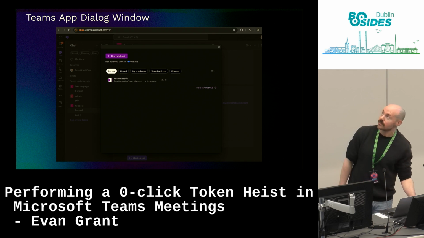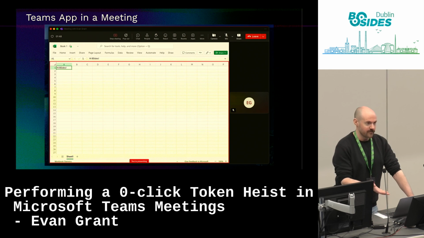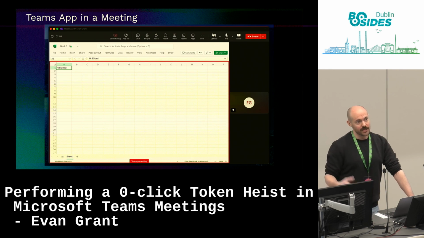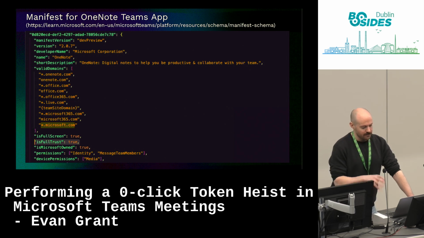So this dialog window is for Microsoft OneNote. And you can view that in Teams meetings as well when you share an application in a meeting. So the way that works in the manifest for Teams, I'll go into the JavaScript side of it in a second, but this is what the permissions for these Teams apps look like and how it's organized.